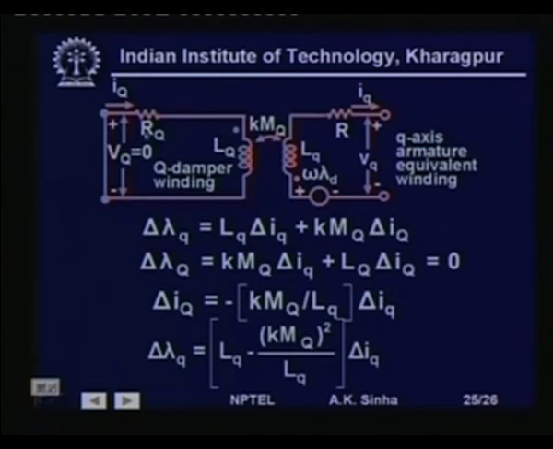Same effect can be seen for the quadrature axis winding also, where we will get an L q double dash term as shown here. So, we see that the effect of the damper winding is to initially create much smaller inductances, and therefore larger currents which die out quickly. Then the transient situation comes, which is due to the current flowing in the field winding, that also decays after some time, and finally we have the steady state current flowing. So, this completes our modeling of the synchronous machine.